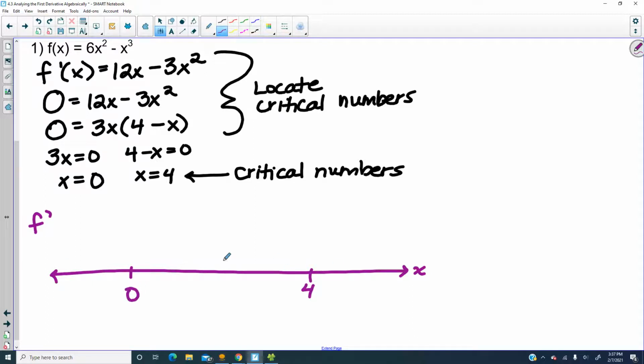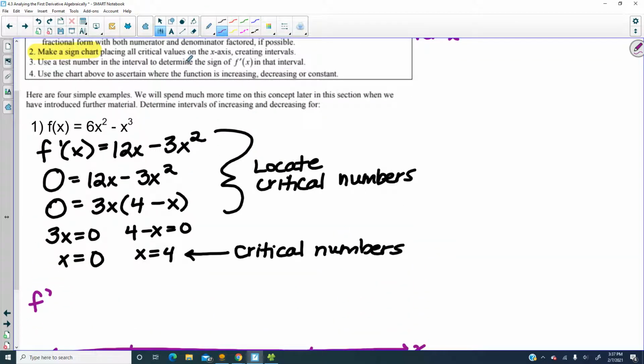So this creates intervals because this is a number line. On the left side of the number line, we have negative infinity, then 0, then 4, and then infinity. So now I've created 3 intervals: an interval from negative infinity to 0, an interval from 0 to 4, and an interval from 4 to infinity. Okay? Creating intervals, done.